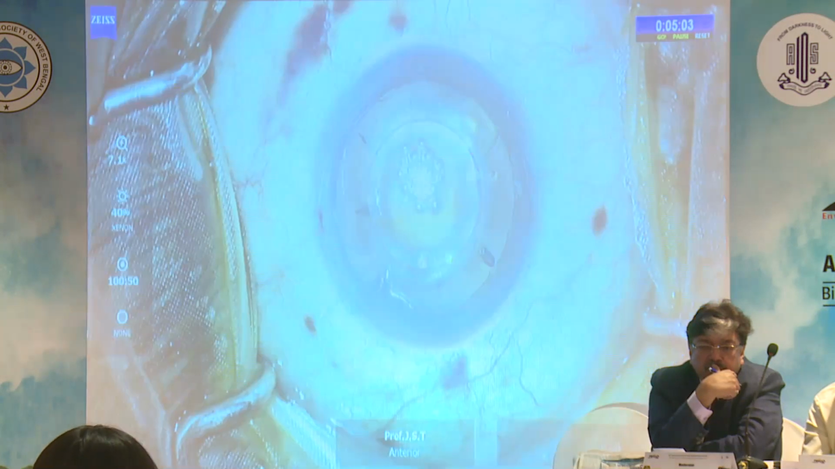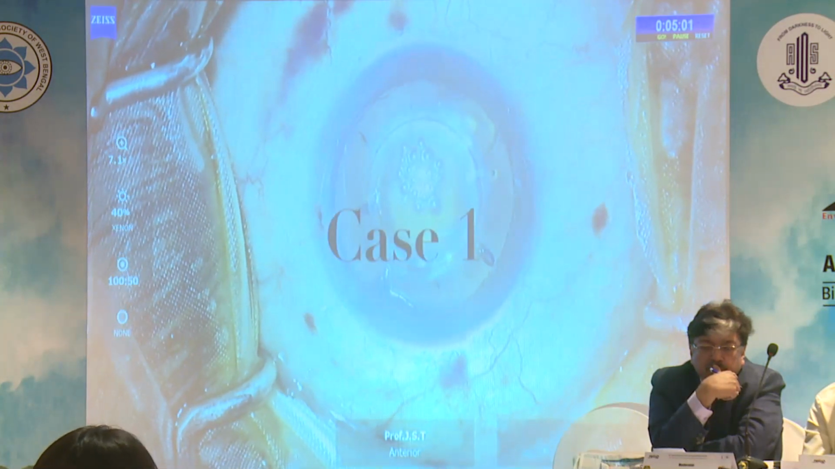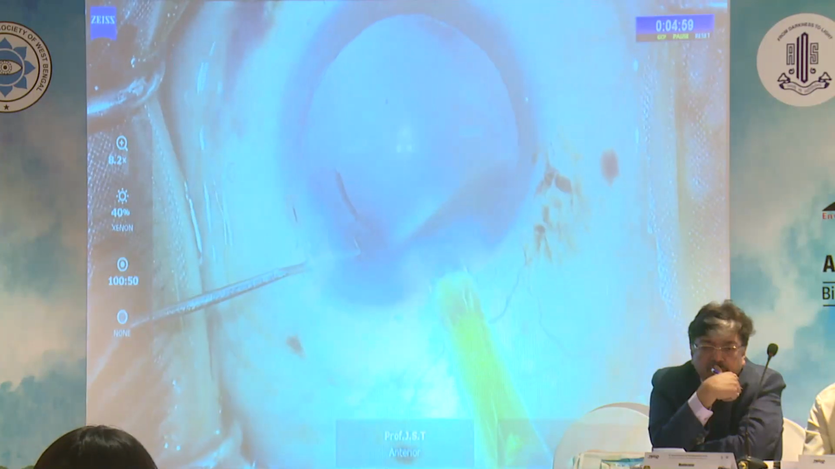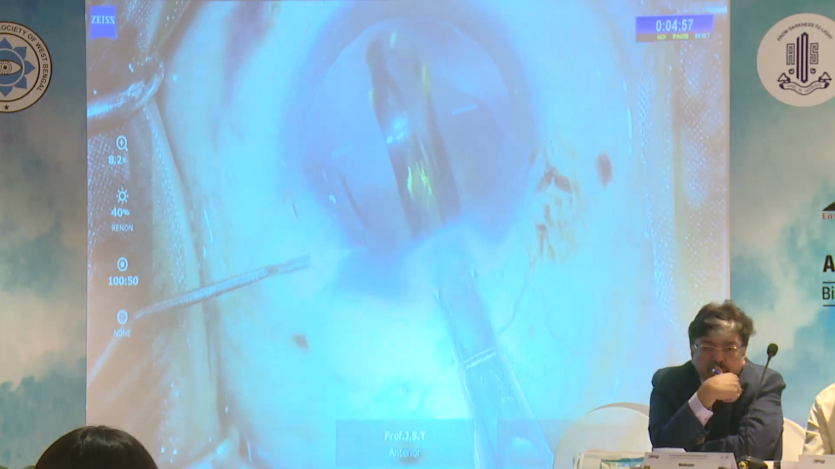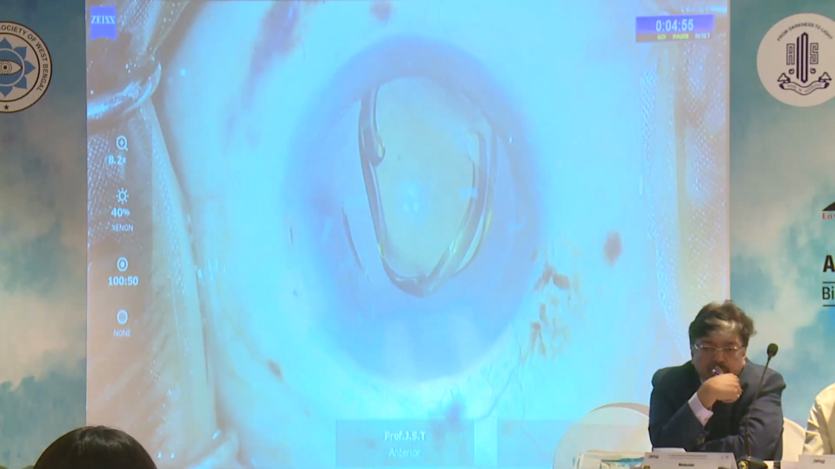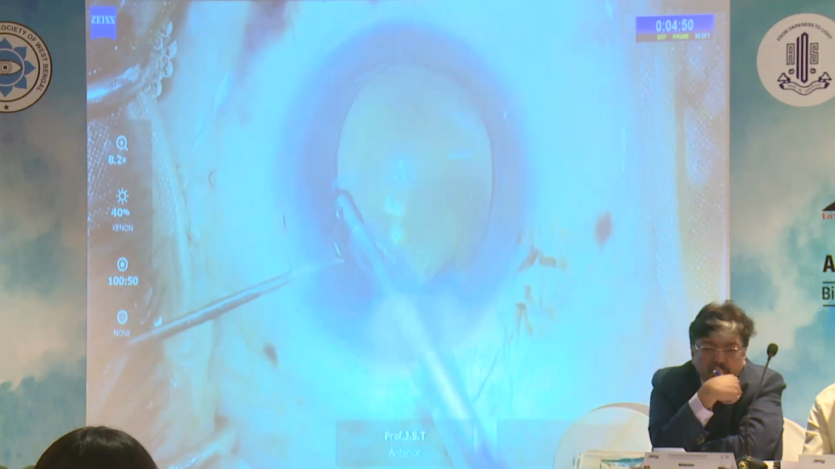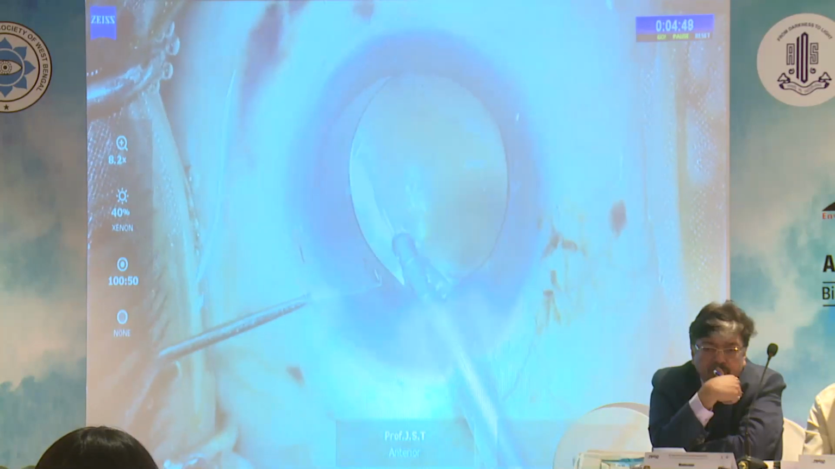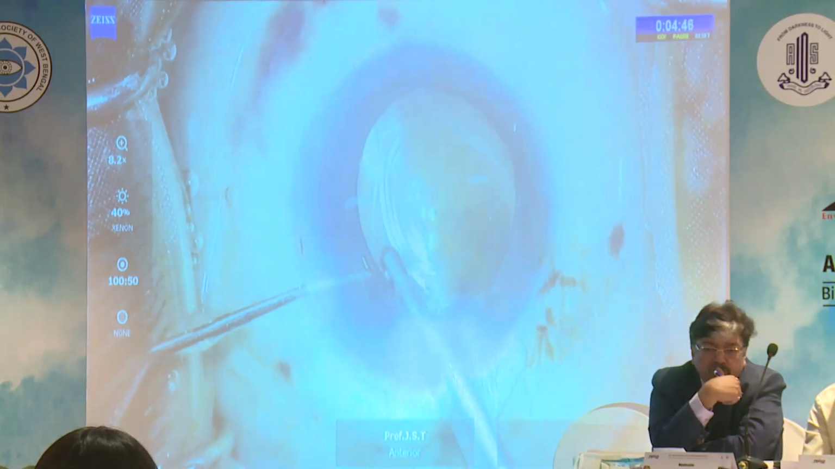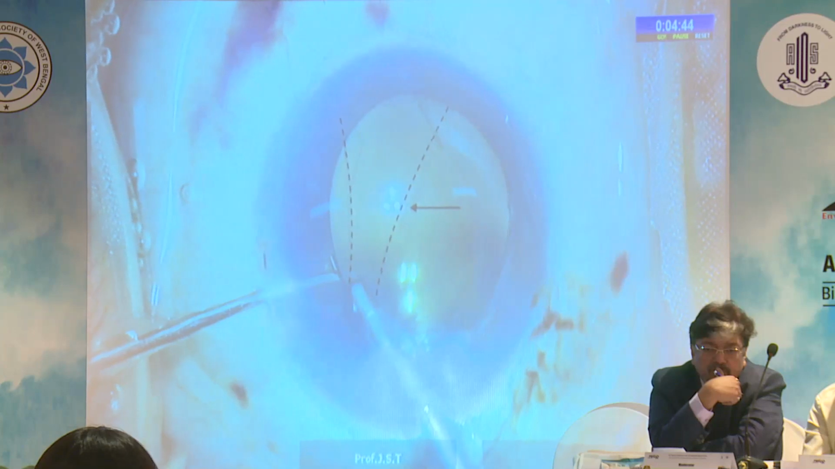posterior capsular rupture. In this case, a 55-year-old patient was planned for a femtosecond laser-assisted cataract surgery with toric trifocal IOL implantation. The large PCR was observed during irrigation aspiration after implantation of the IOL in the bag.